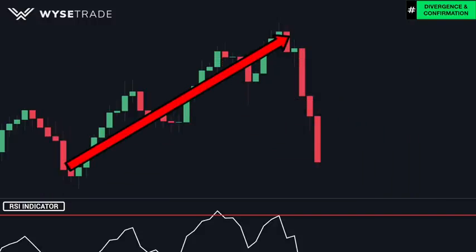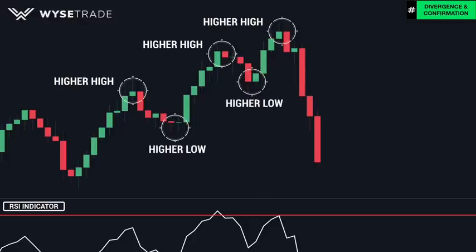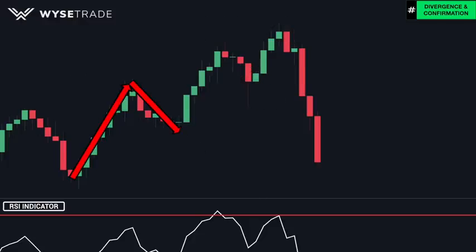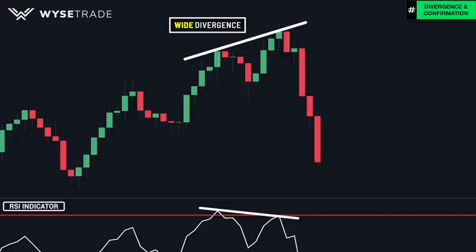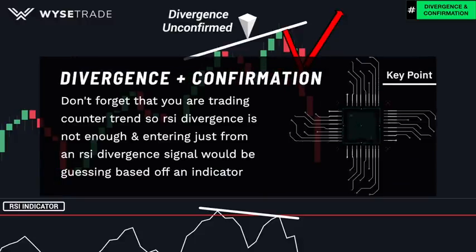This is a clear moving uptrend as price is making higher highs and higher lows. Run, pull back, run, pull back, run. You then spot this clear wide divergence formation. Now this is what we call divergence unconfirmed, because it can start as a divergence, pull back slightly, and then still continue on. And then you would have been faked out and took a loss. Don't forget that you are trading counter trend.